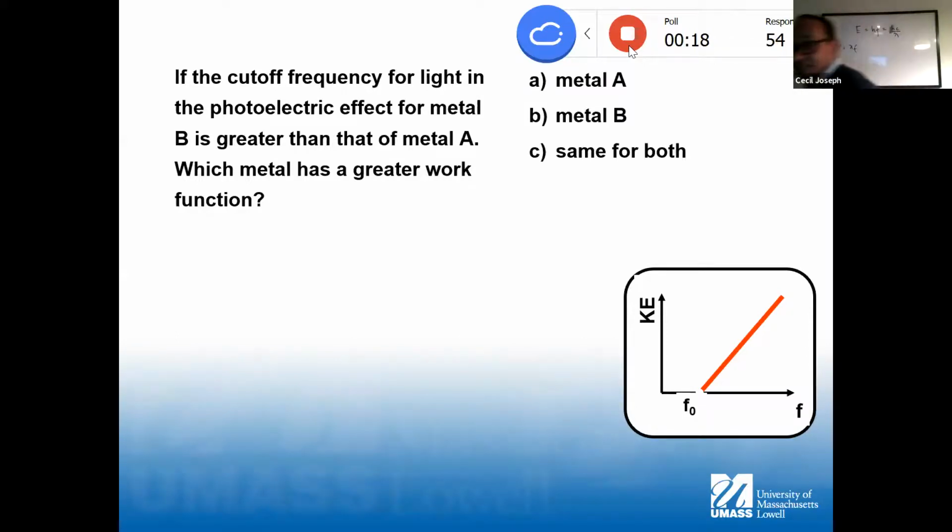Okay, let's analyze what this question is saying. It's saying that the cutoff frequency is greater for metal B than it is for metal A. First off, cutoff frequency is the frequency below which no electrons are ejected. So the cutoff frequency corresponds to the work function.